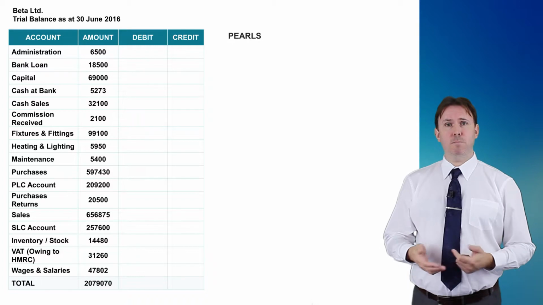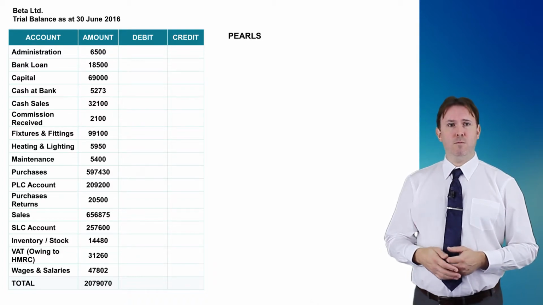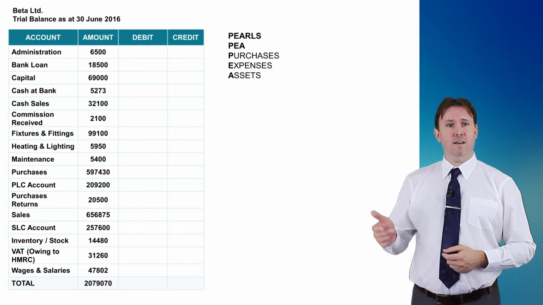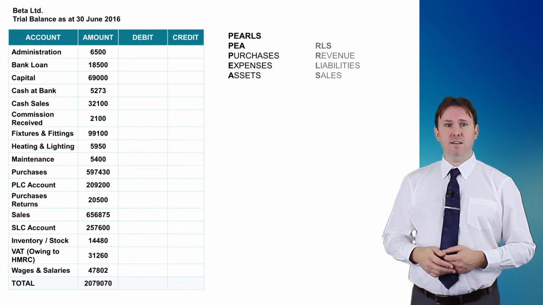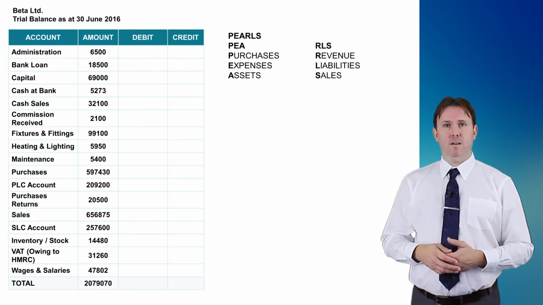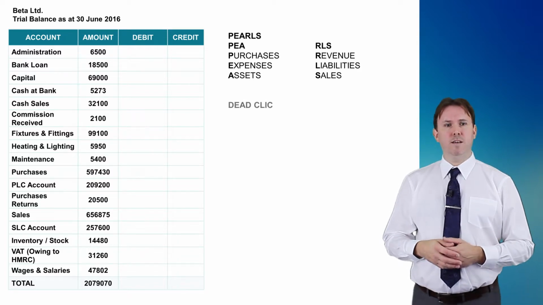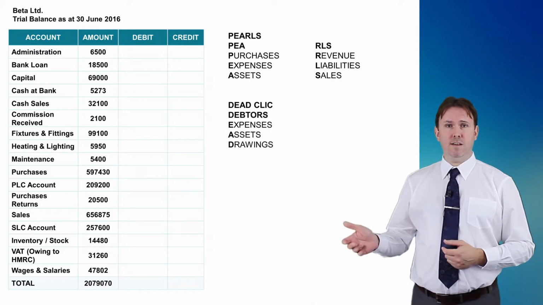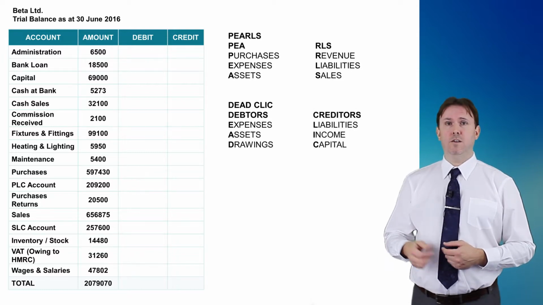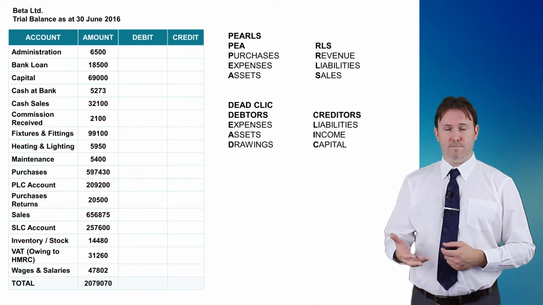The first of these is PEARLS. This helps us remember that on the debit side are purchases, expenses and assets, and on the credit side, revenue, liabilities and sales. Another useful tool that doesn't get used that often is Dead Click, which helps us remember that on the debit side we can have debtors, expenses, assets, drawings, and on the credit side, creditors, liabilities, income and capital.